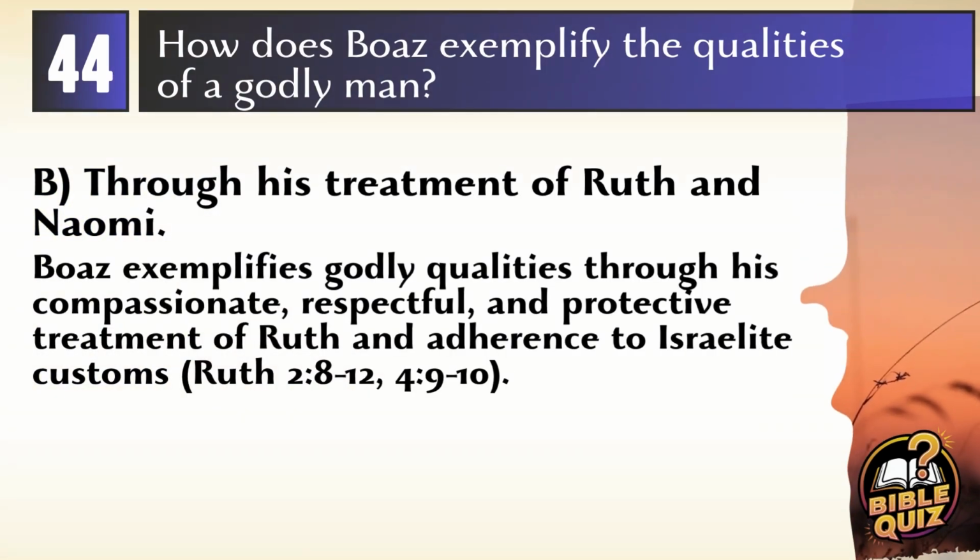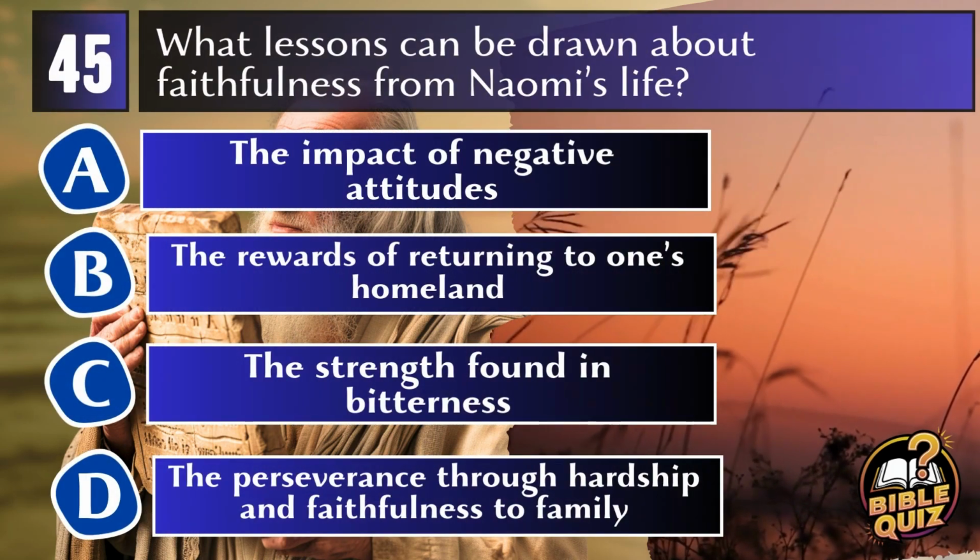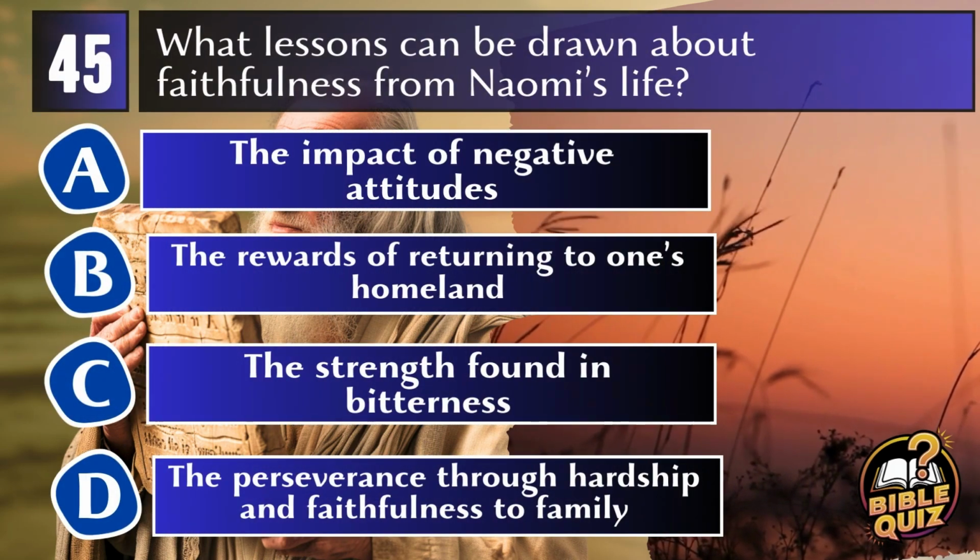Answer: B. Through his treatment of Ruth and Naomi. Boaz exemplifies the qualities of a godly man through his compassionate, respectful, and protective treatment of Ruth and his careful adherence to Israelite laws and customs, reflecting integrity and righteousness. Ruth 2:8-12, 4:9-10. Question 45. What lessons can be drawn about faithfulness from Naomi's life?